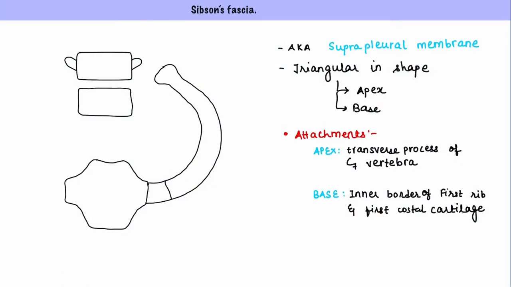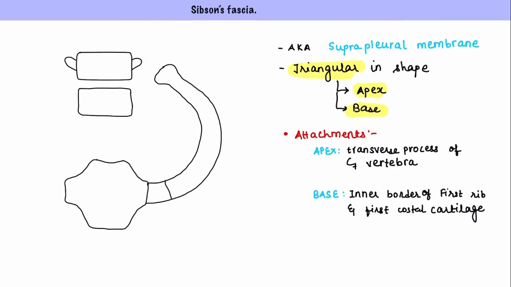In this video, we will be talking about the Sibson's fascia. It is also known as the suprapleural membrane because it lies on the cervical pleura of the lung. It is triangular in shape, therefore it has an apex and a base.